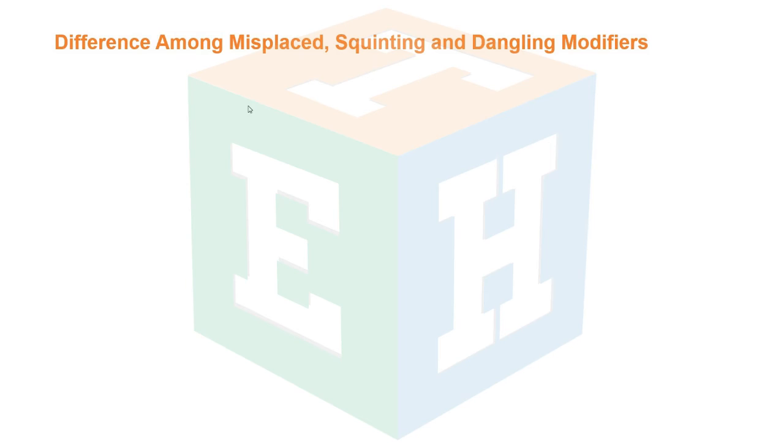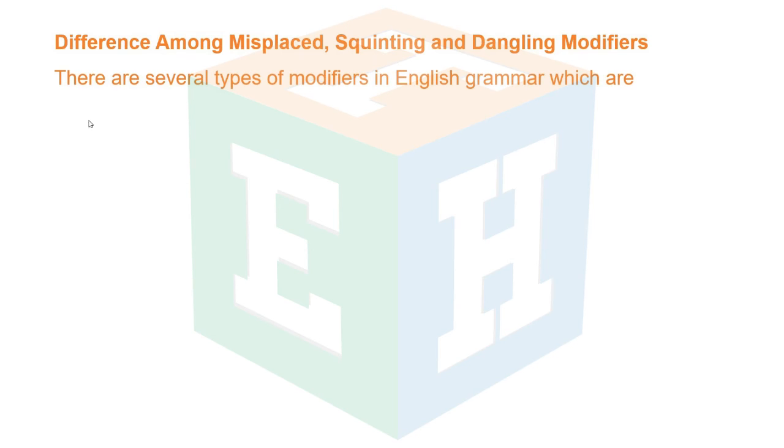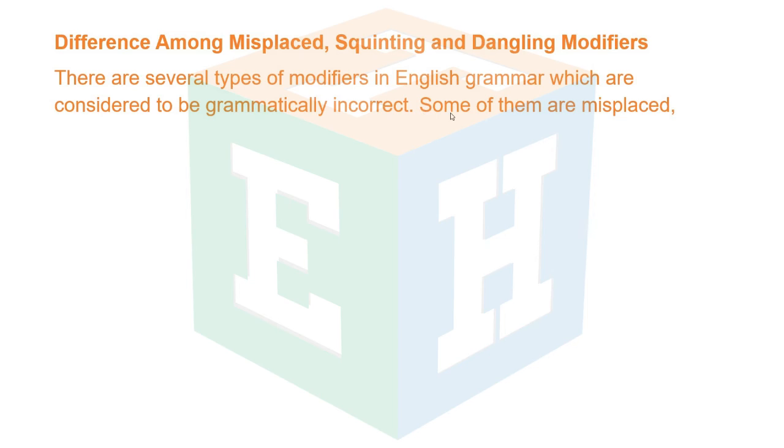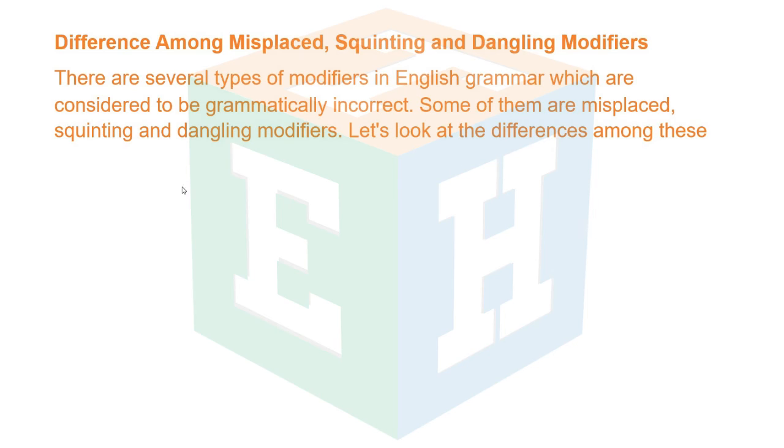Difference among misplaced, squinting, and dangling modifiers. There are several types of modifiers in English grammar which are considered to be grammatically incorrect. Some of them are misplaced, squinting, and dangling modifiers. Let's look at the differences among these three types of modifiers.